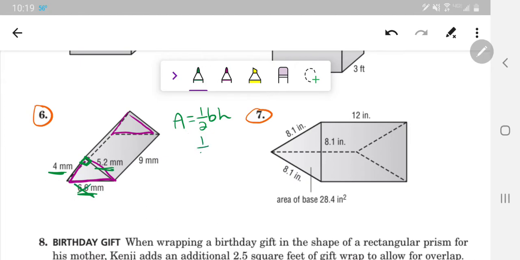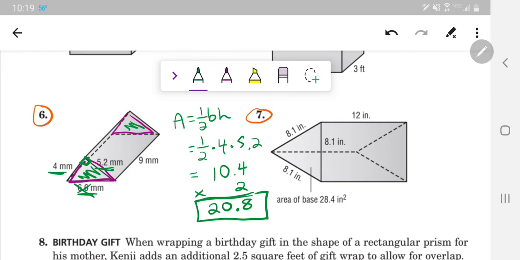So I'm going to do 1/2 times 4 times 5.2, and I'm going to get, excuse me, half of 4 is 2. 2 times 5.2 is going to be 10.4. And now I'm going to multiply that by 2 because I have to account for the front and the back. So that's going to be 20.8. All right, so we have that. Actually, it's going to count for 2 of our areas out of the 5. So we just have 3 more areas to find.